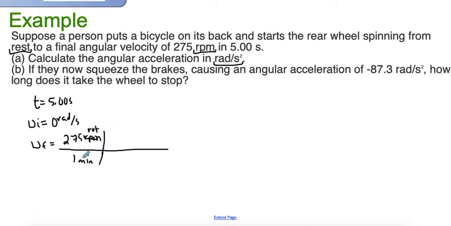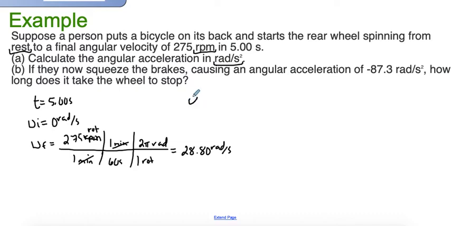So, just like we did before, let's take care of minutes first. So 1 minute, 60 seconds, that's going to take care of those. And now we're going to go from rotations to radians. So 1 rotation is 2 pi radians. And we'll put this in our calculator to make it into radians per second. And we get 28.80 radians per second.